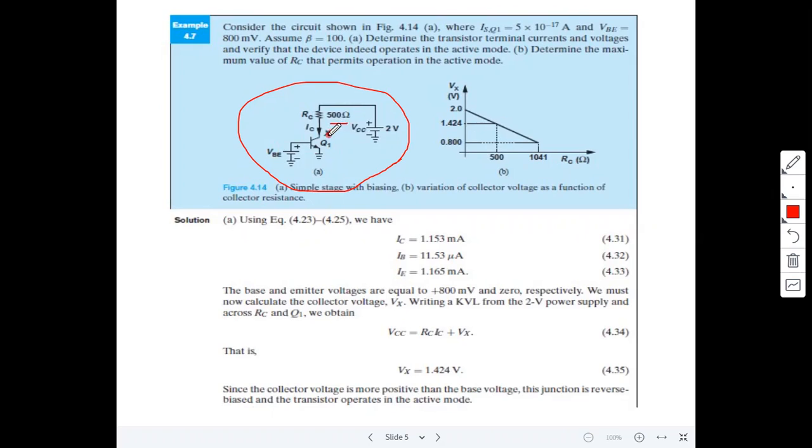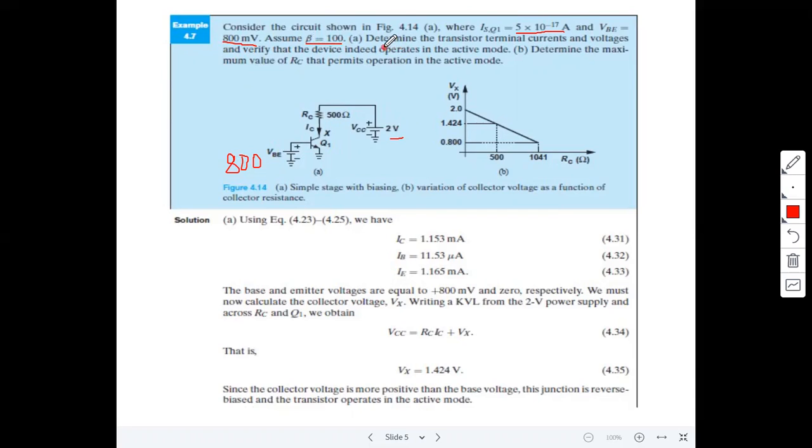Here there is a point X. Observe here, there is a node, that is the collector node, denoted as X, and VCC is equal to 2 volts. He has given a reverse saturation current IS equal to 5 times 10 to the power of minus 17 amperes, and also VB is equal to 800 millivolts. VCC is equal to 2 volts, and also the beta value. Beta is the current gain in CE configuration.